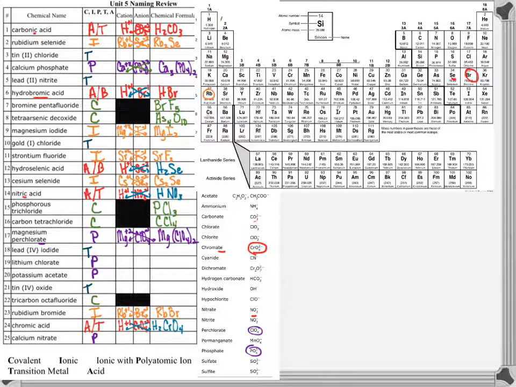Next one, lithium chlorate. Lithium is in group 1. So, I'm sorry, has a charge of +1. Chlorate, ClO3, has a charge of -1. Okay, and they're both 1s. I crisscross them. So I end up with LiClO3.